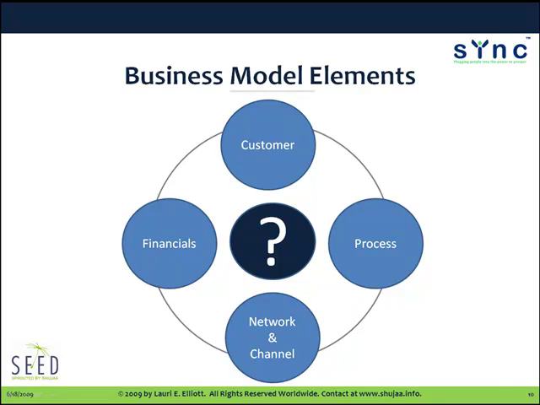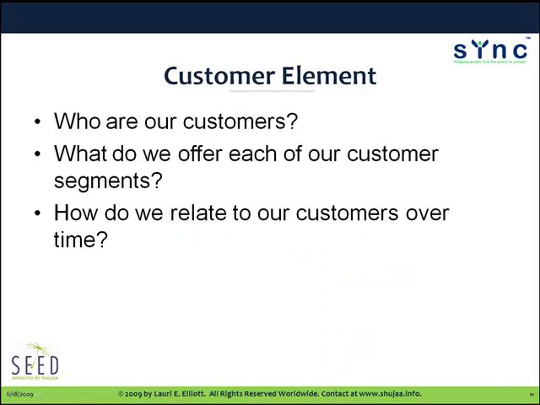Now let's take a look at the business model elements. There are 4 key areas, and they all revolve again around that question. How do we fulfill our purpose to serve our clients while making profit and sharing the benefits with our stakeholders? We have the customer element, we have the process element, we have the network and channel element, and then financials. If we look a little bit closer, our customer element answers these questions. Who are our customers? What do we offer each of our customer segments? How do we relate to our customers over time? Or we could say customer support, customer feedback, customer follow-up, customer engagement. There are a lot of ways to say that.